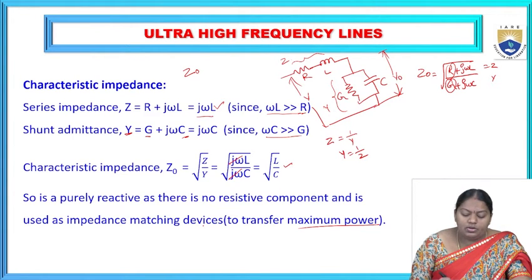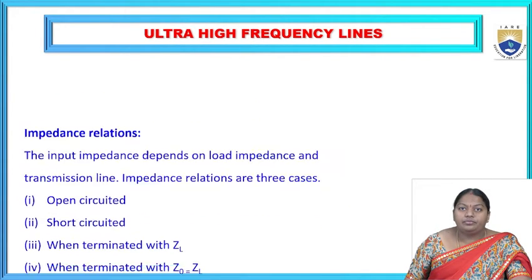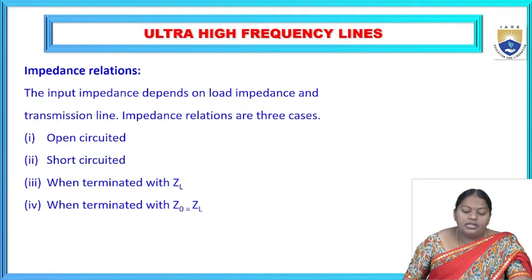We use the concept called impedance matching, which means the load impedance and the characteristic impedance must be the same. In that case, the maximum amount of power is transferred. Okay, so this is about characteristic impedance, that is Z0 is equal to root over L by C for ultra high frequency lines. Now, impedance relations.